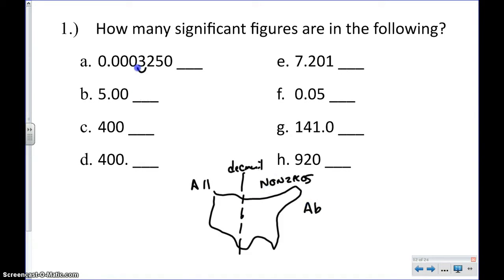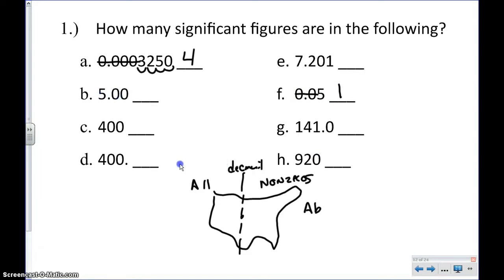So how many non-zeros do we have? 1, 2, 3, 4. So my answer is 4. Because this decimal is after, the zero is after the decimal, these zeros before the decimal don't count. So again, when you're here, we don't count the ones before, so this is 1. And I hope that makes sense. We can cover that again in class tomorrow.